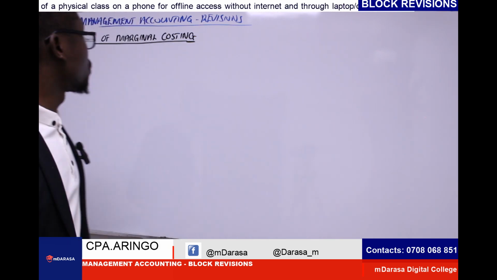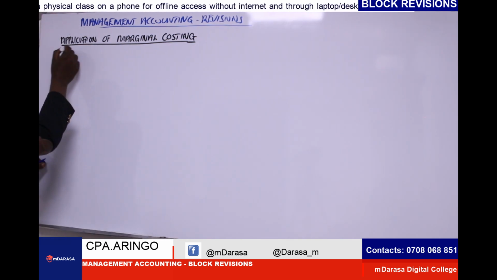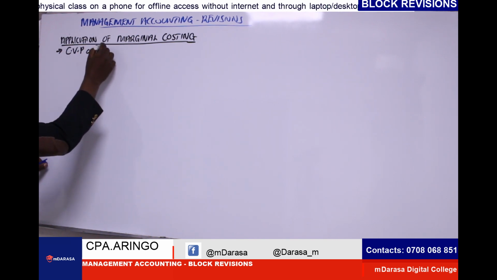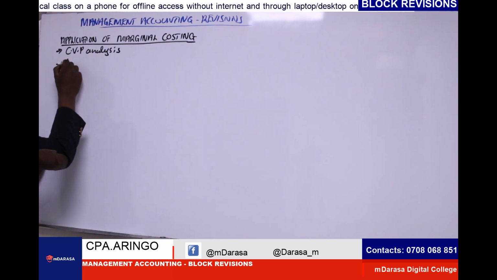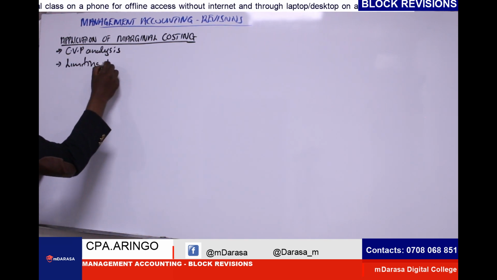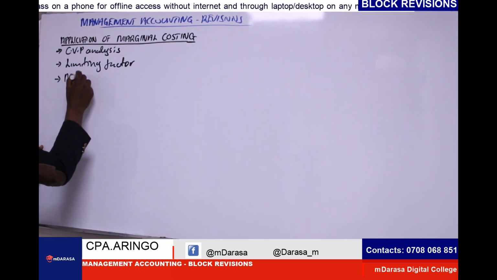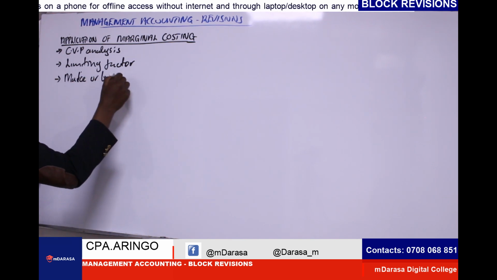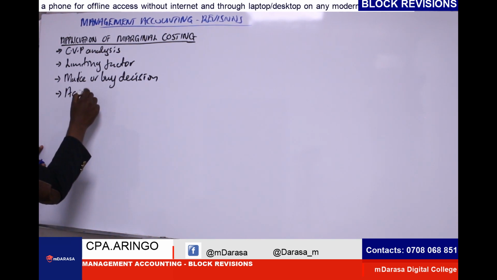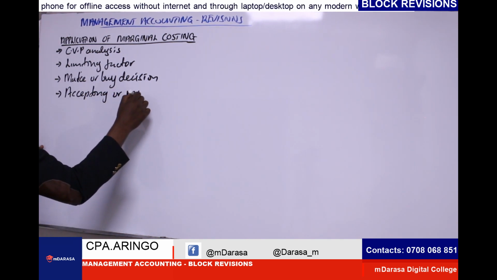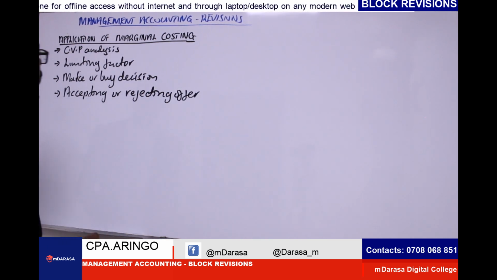So under this application of marginal costing, we normally tend to talk of several items, which will include the aspect of CVP analysis, right? We'll be talking about the concept of limiting factor. We'll also be talking of make or buy decisions, and accepting or rejecting offers. These are what we'll be looking at in application of marginal costing.